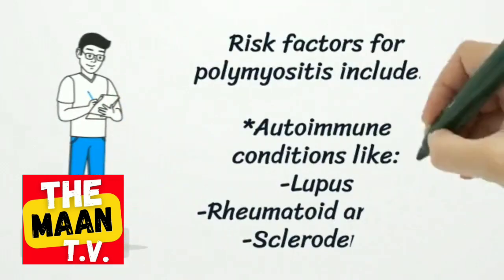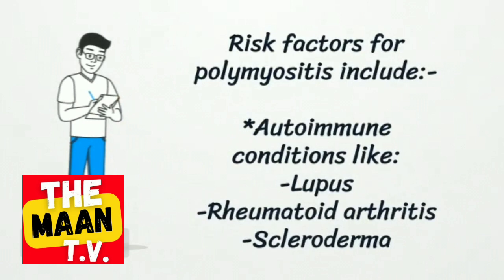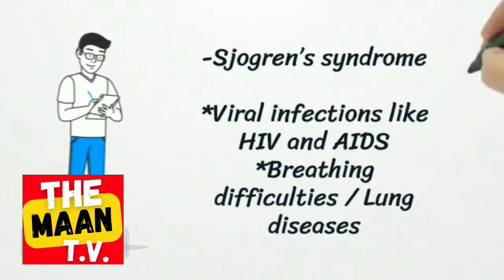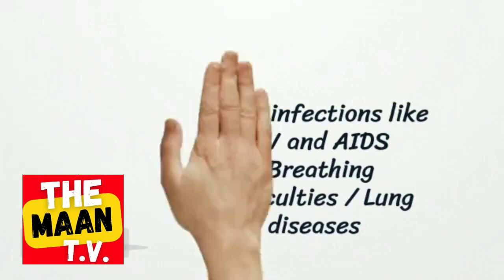Risk factors for polymyositis include autoimmune conditions like lupus, rheumatoid arthritis, scleroderma, Sjogren's syndrome, viral infections like HIV and AIDS, breathing difficulties, lung diseases.